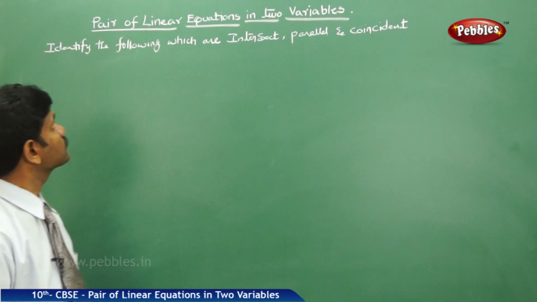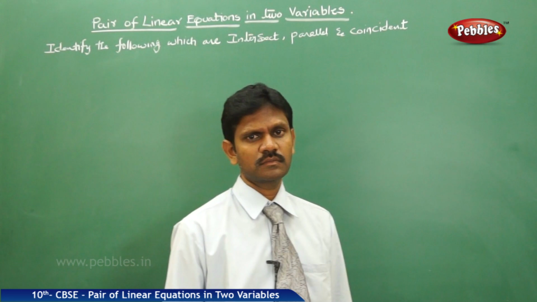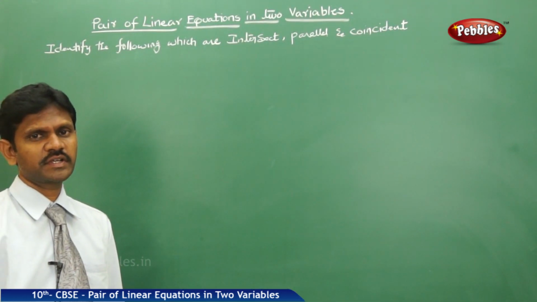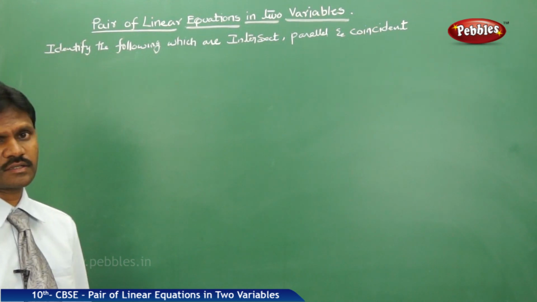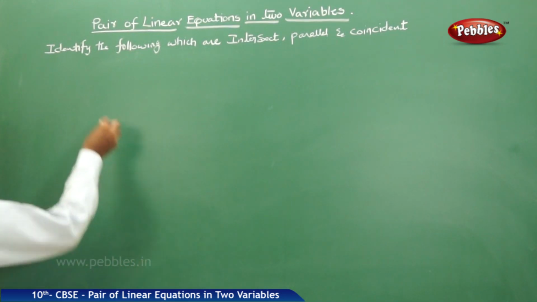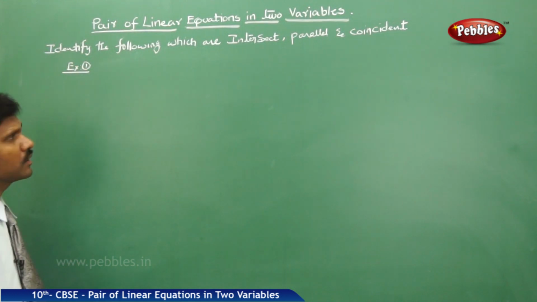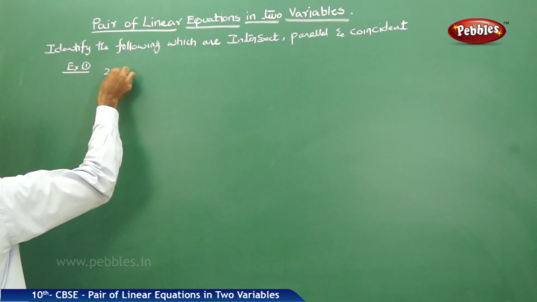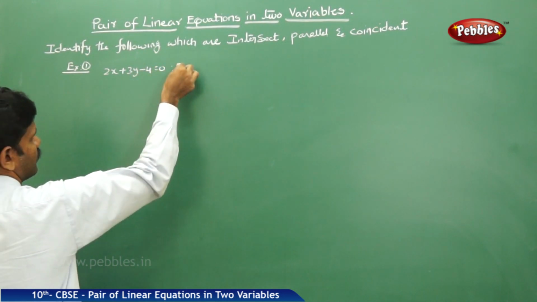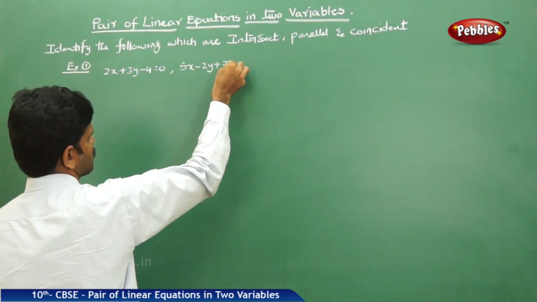Identify the following pairs, which intersect, are parallel or are coincident. That means from our previous knowledge, the pair of linear equations has three different natures. That is, either intersecting or parallel or coincident to each other. Okay, let us see some examples. Example 1, that is 2x plus 3y minus 4 is equal to 0, comma, 5x minus 2y plus 7 is equal to 0.